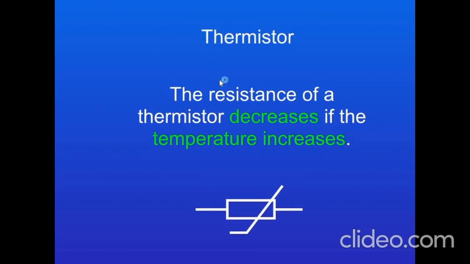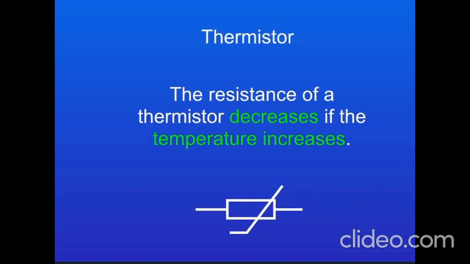So, in a thermistor, the resistance decreases as the temperature increases. In LDR, resistance decreases as the light intensity increases, right? The circuit symbol is also very similar to that of LDR. The rectangular box means resistor, whereas this line represents change in temperature. So, a thermistor's resistance changes according to the temperature or the heat energy.